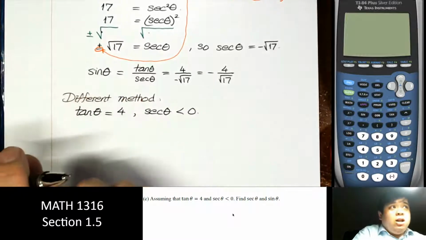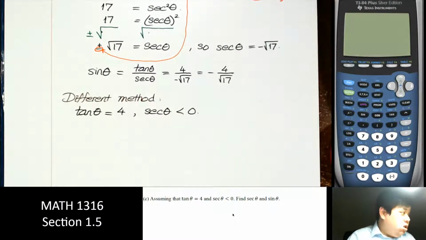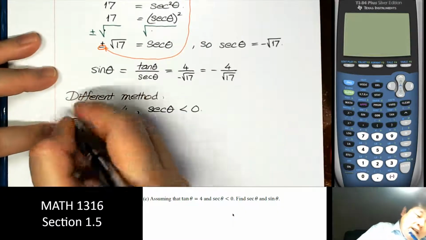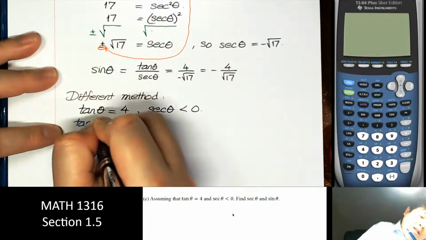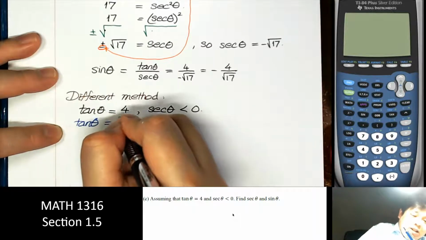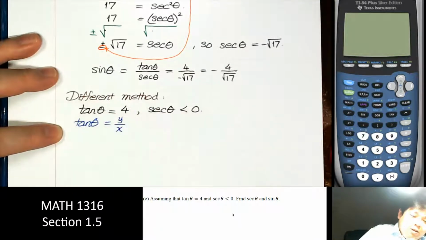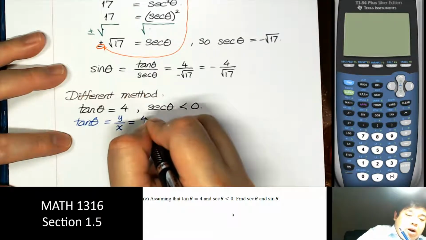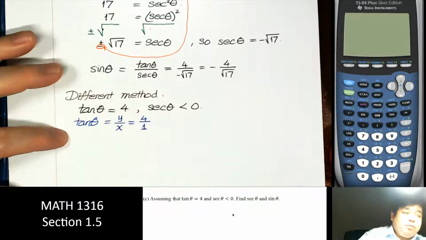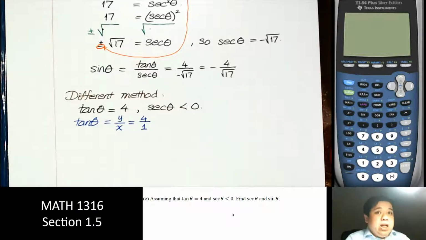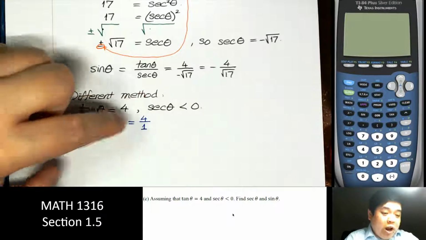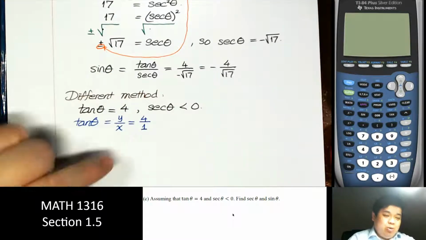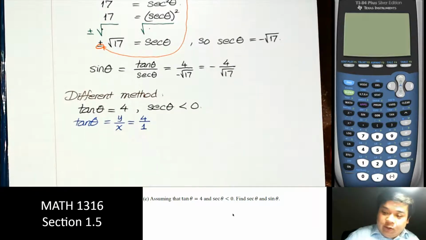If all fails, what always works is the definition, x, y, and r. So we start with the definition. We say tangent is y over x, which is 4, or we can say 4 over 1. Right. So it's very tempting to say, why don't we let y equal 4 and x equal 1? We could not do that. We know only what we know for sure for now.